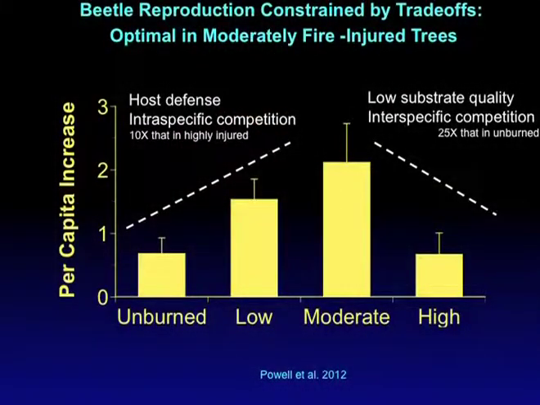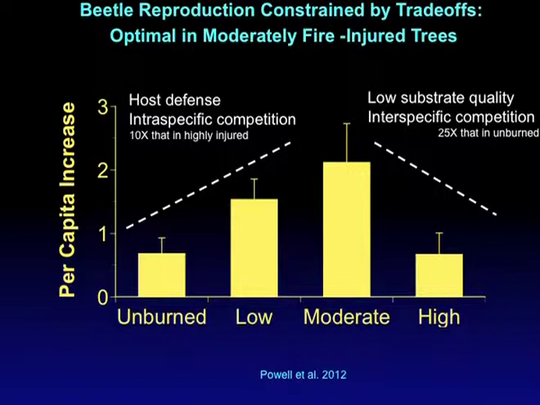When we looked at brood production, this is the per capita increase in those trees, we saw a parabolic relationship where brood productivity on a per capita basis was higher in those moderately wildfire injured trees. Why? Because when they were in these trees here, they encountered host defense. And even when they were able to overcome host defense, as in these trees, that mass attack required so many beetles to overcome the defenses that the intraspecific competition was 10 times higher here than in these trees here.